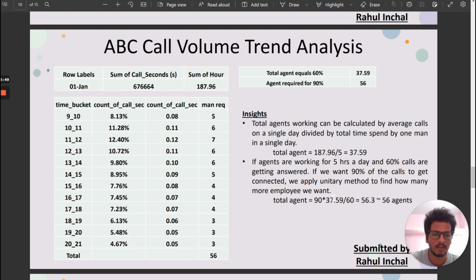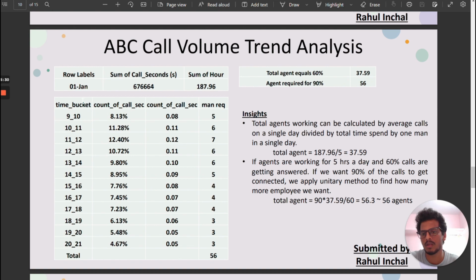So unitary method. If 60%, the calls getting answered, is equal to the total number of agents, that is 37.59, then how many agents would be required for me to convert that 60% to 90%? That is 90 into 37.59 divided by 60. All right, so that comes out to be 56.3, and I have rounded it off to 56 agents. Fine, 56 agents.